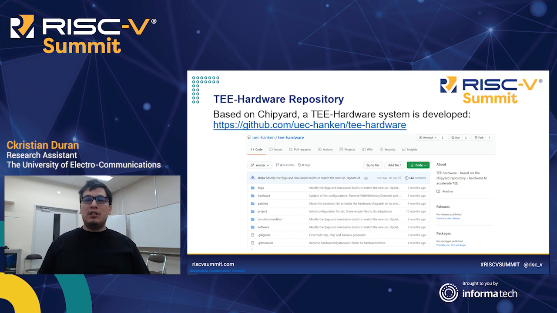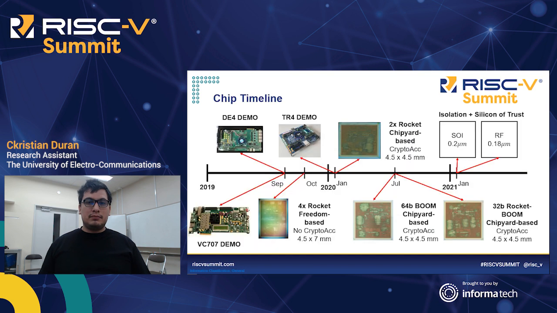To build this trusty hardware, we build the TEE hardware repository. This is a work in progress where we implement the crypto acceleration, authentication, and isolation schemes. The Keystone framework can be adapted to this hardware to speed up the authentication process, perform cryptography and hashes, and also build and authenticate a silicon root of trust.